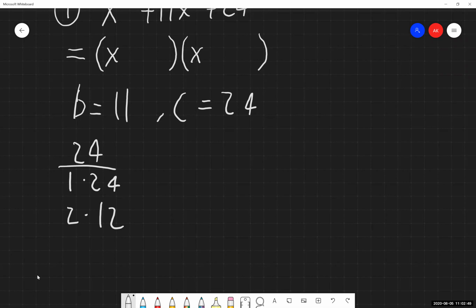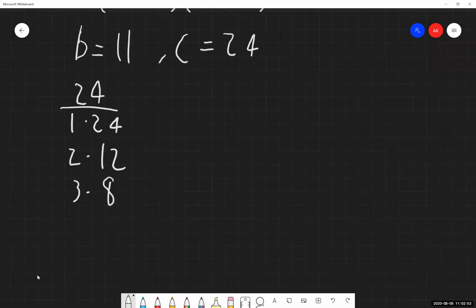2 times 12, 3 times 8, 4 times 6, 5 doesn't work, 6 would work, but 6 is already listed, so I am done. I have just listed all of the numbers that multiply to give me 24. So I have a whole list of options that I could use for an m or an n value.